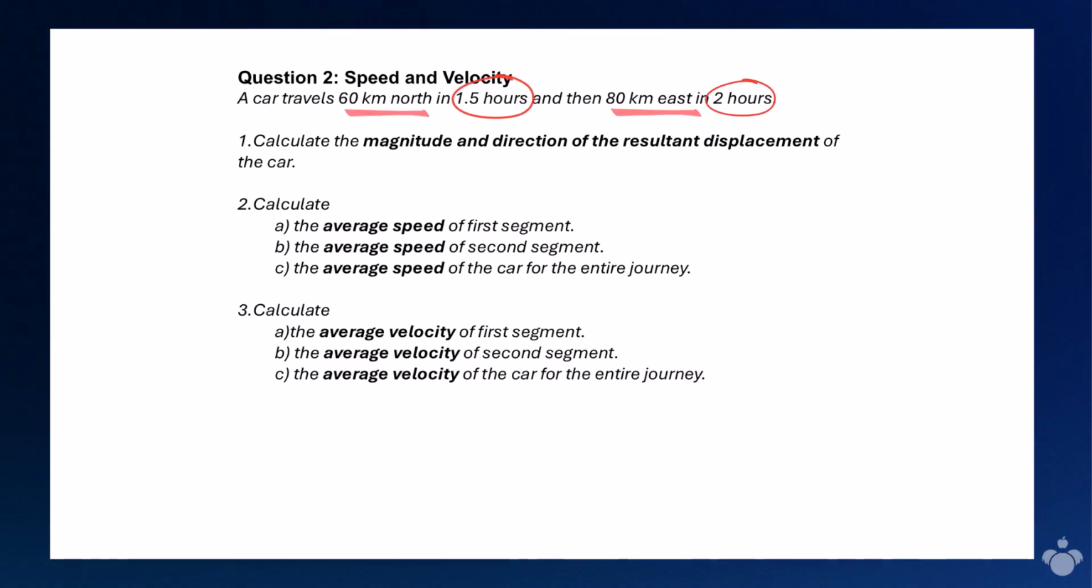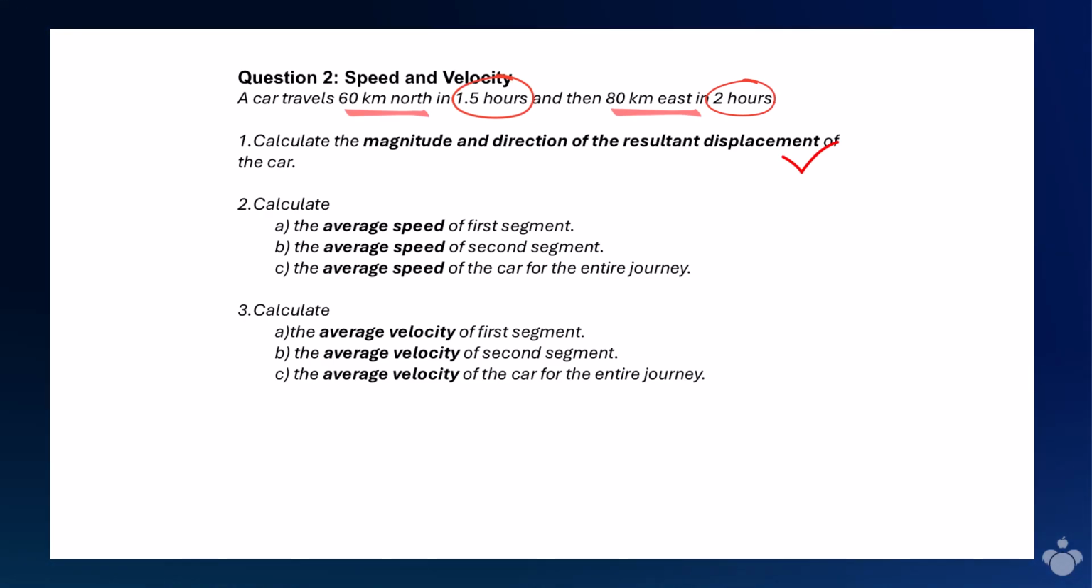The question is divided into three main parts. First, we calculate the resultant displacement of the car, which is what we did in the last tutorial. Then, we move on to calculate the average speed for each segment and the entire journey. Finally, we calculate the average velocity for the first segment, the second segment, and the entire journey.